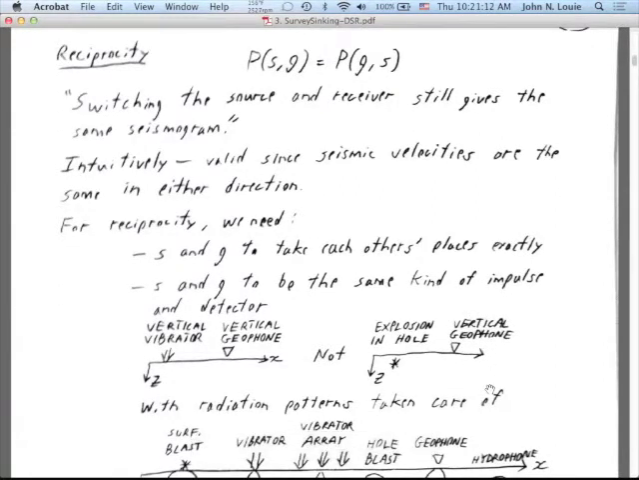I don't remember. Maybe we didn't explore reciprocity in 7.06. Sorry for my memory blip here. Okay, reciprocity states that the wave field I get from source S to receiver G equals the wave field, the P pressure field, I get with the source at receiver point G and the receiver at source point S. Flipping the source and receiver gives exactly the same seismogram.